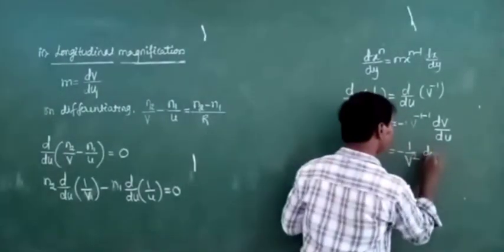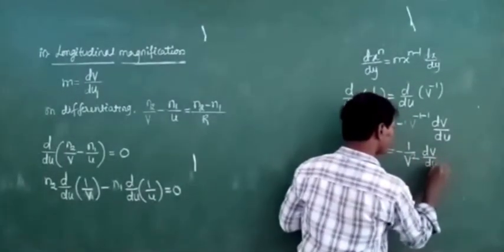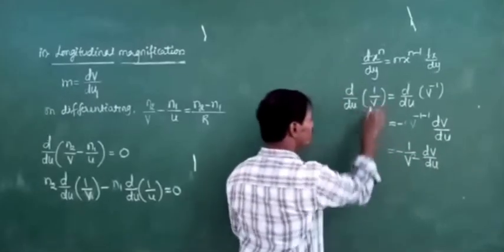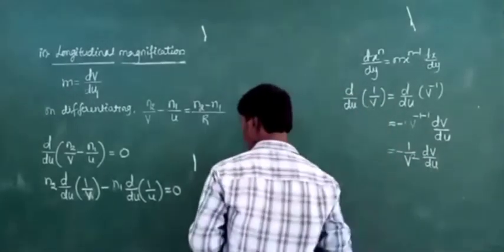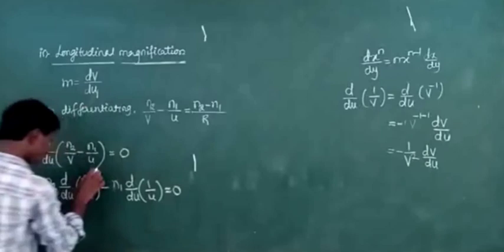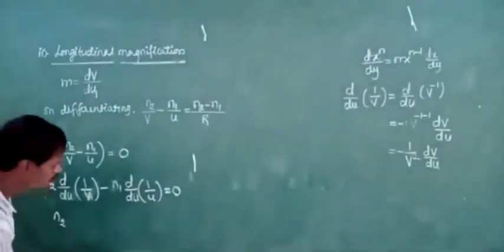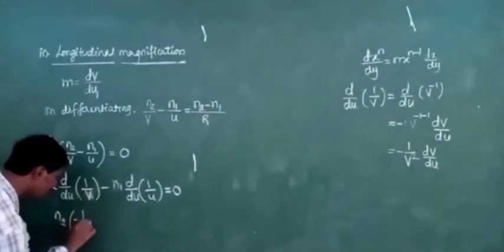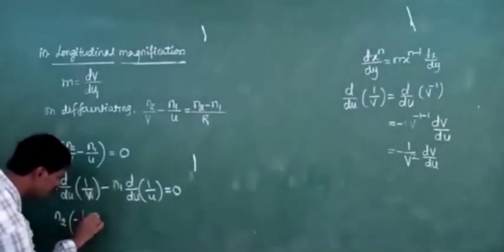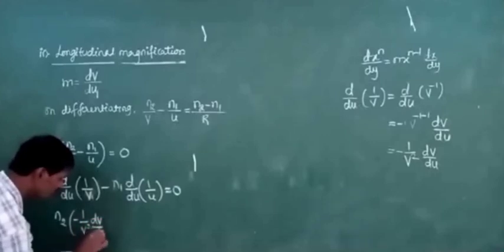Then it is dv by du. Then it is the differentiation of 1 by v with respect to u. What is the differentiation of 1 by v with respect to u? That is n2 into minus of 1 by v square dv by du.